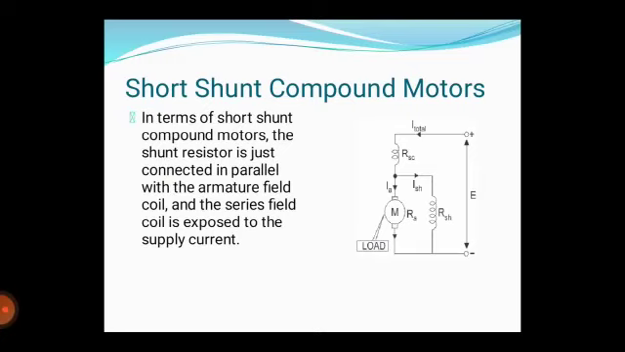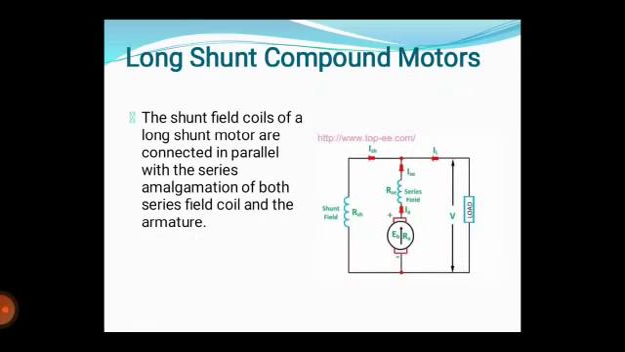Short shunt compound motors. In short shunt compound motors, the shunt field is connected in parallel with the armature, and the series field coil is exposed to the supply current. Long shunt compound motor. The shunt field coil of a long shunt compound motor is connected in parallel with the series combination of both the series field coil and the armature.